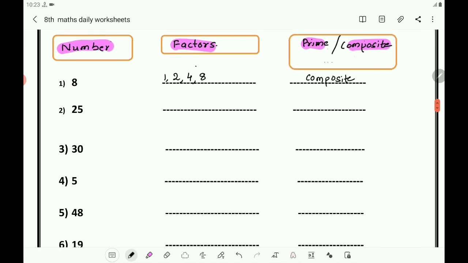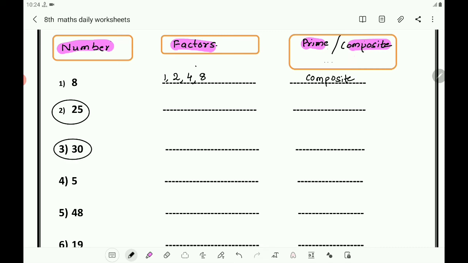Similarly, take 25. What are the factors of 25? 25 is divisible by 1, 5, and 25. So it is having more than two factors. Therefore, you can conclude it is composite number. Write that. Similarly, 30. 30 is also composite number.